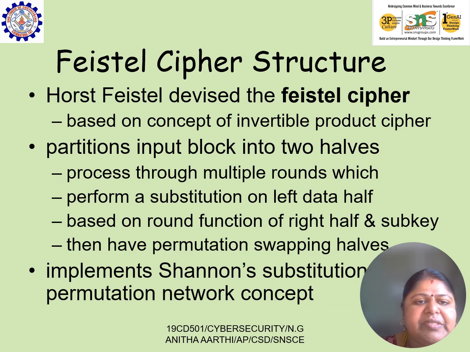So now we'll see about the Feistel cipher structure. Horst Feistel devised the Feistel cipher based on the concept of an invertible product cipher. It partitions the input block into two halves, processed through multiple rounds, which perform a substitution on the left data half, based on a round function of the right half and subkey, then have a permutation swapping halves. This implements Shannon's substitution and permutation network concept.